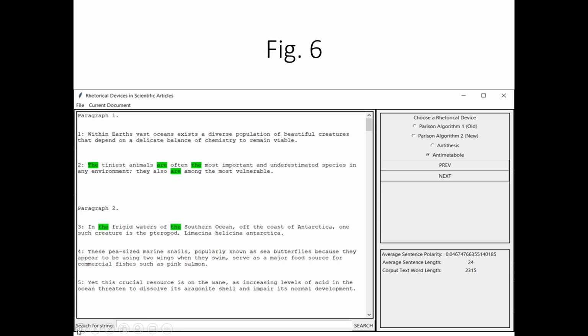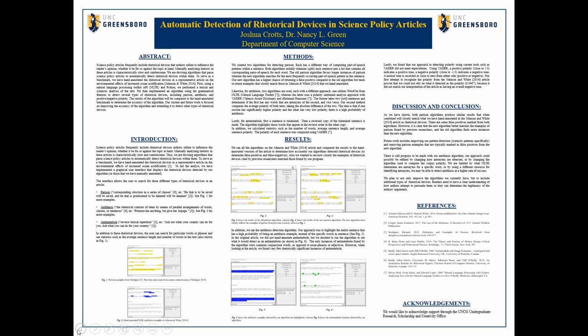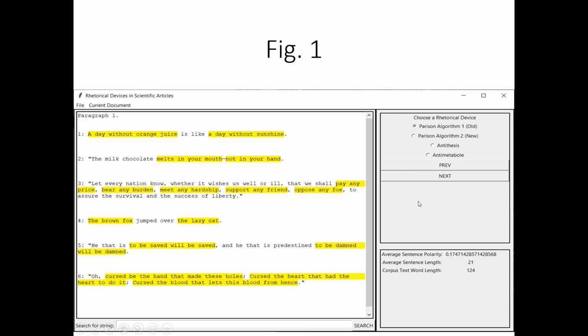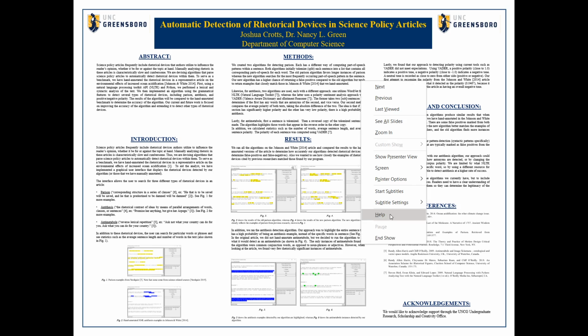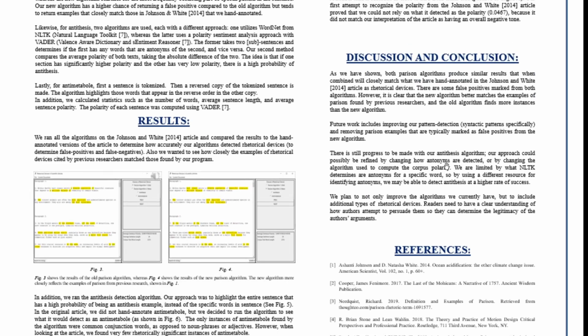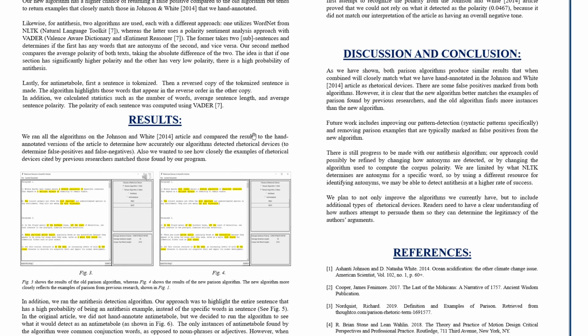Okay? So, in summary, what we found was that with both parison algorithms, we can combine those to see results that were very close to what we wanted, which was very good. There were some false positives, of course, but in future work we're going to try and improve our pattern detection, syntactic patterns specifically, and then removing false positives. That was the big problem with both of our algorithms. But if we can remove those, it gets very, very close to the real thing.